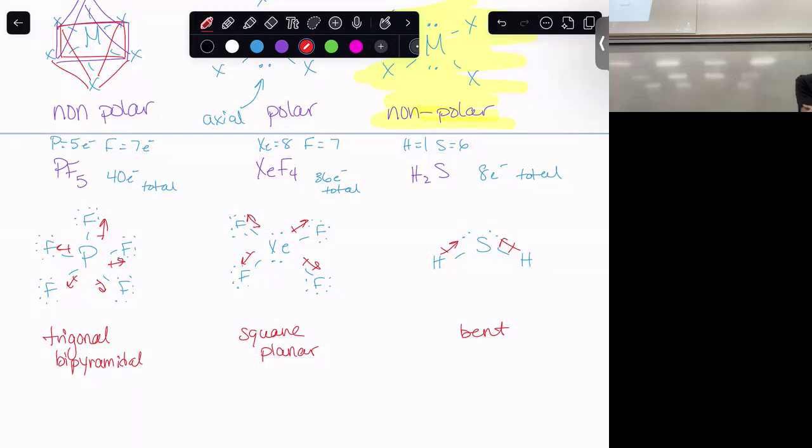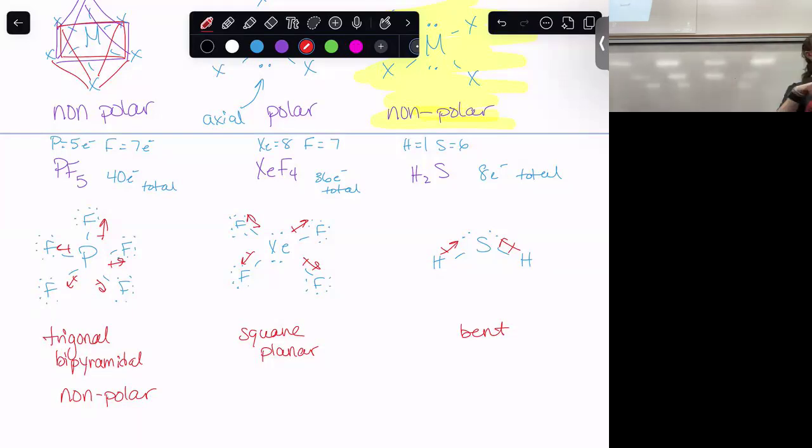Okay, so for PF5, we should get the phosphorus in the center and then 5 fluorines all the way around, giving you 5 electron domains. So you should get trigonal bipyramidal. Is this going to be polar or non-polar? It would be non-polar. Even with those, because I know that there's 2 different angles. It would still be non-polar.